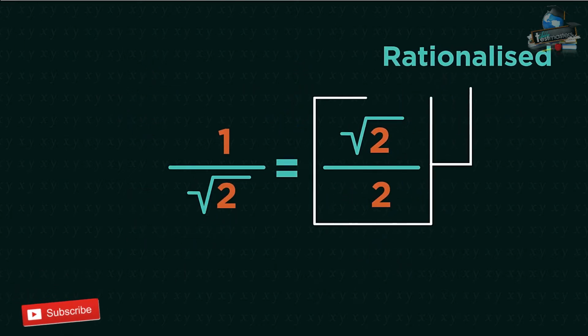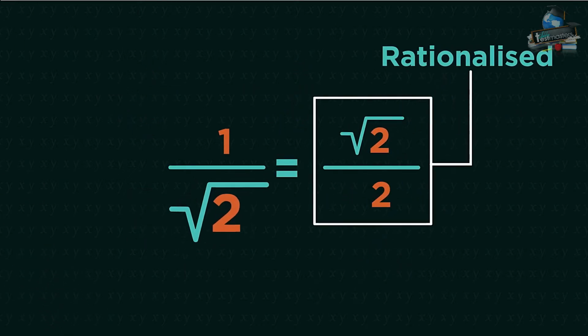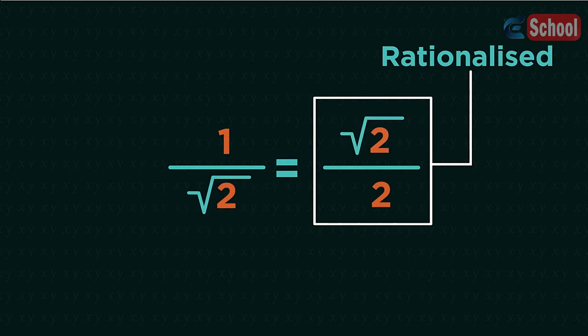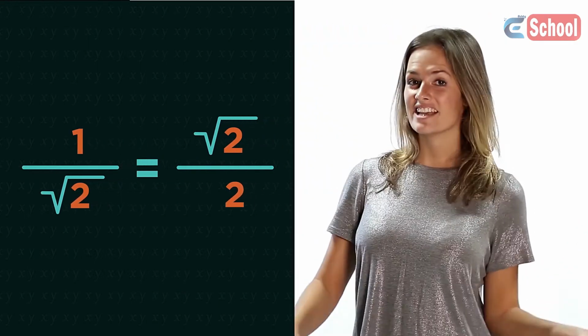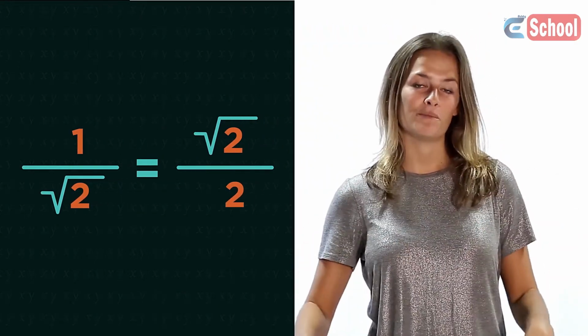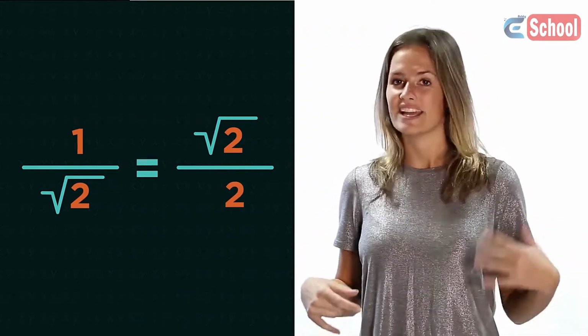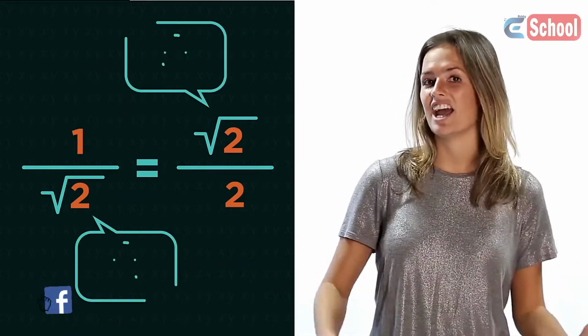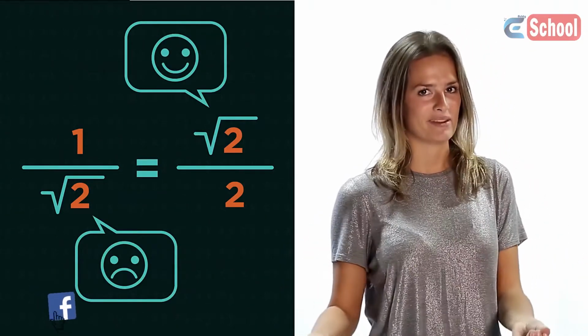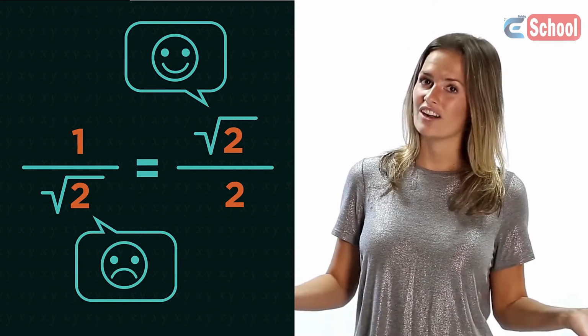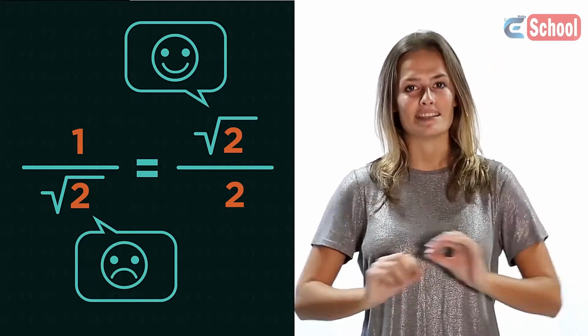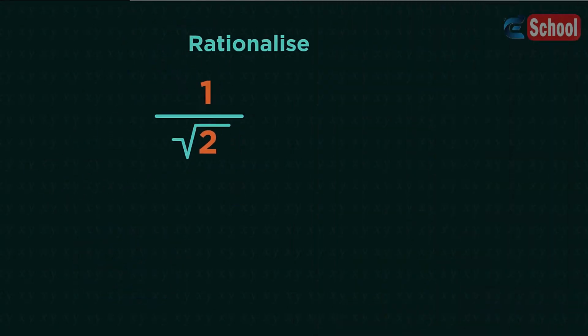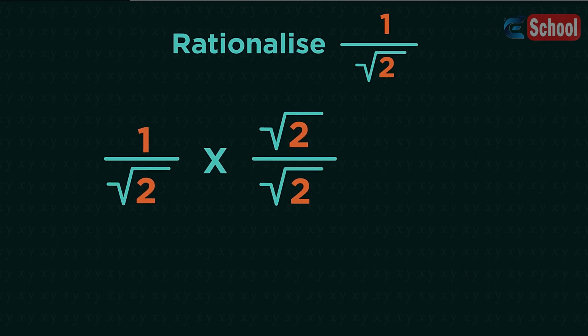Rationalising the denominator is when we move a square root from the bottom, the denominator, to the top, the numerator. For a surd to be in its simplest form, the denominator cannot be irrational. It can't have a square root in its denominator. It's not wrong, it's just not considered the simplest form. Let's have a look at how we move the root.